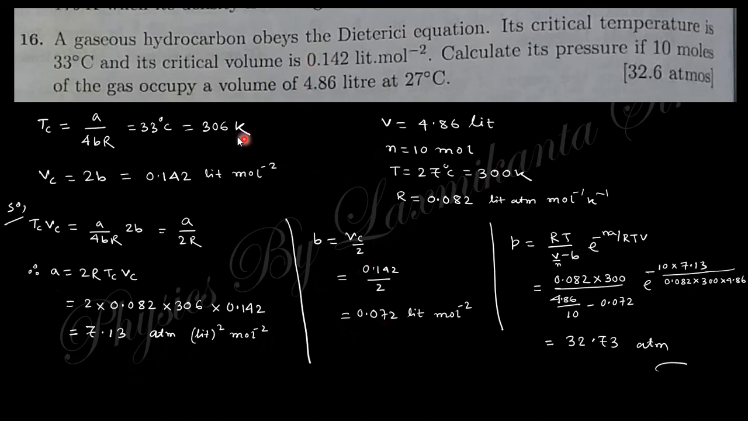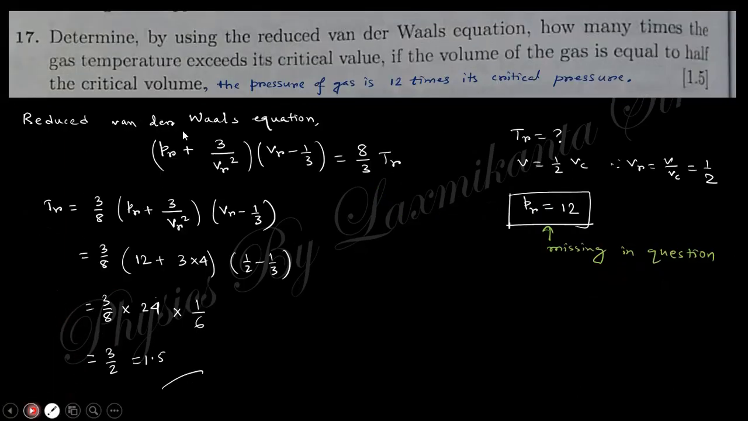So in this expression, that is the Dieterici equation, put this value of R and T temperature. Actually this Tc Vc is used to find the A and B. After that, using this value in this equation, you can find out this answer, right? Go to the next one.